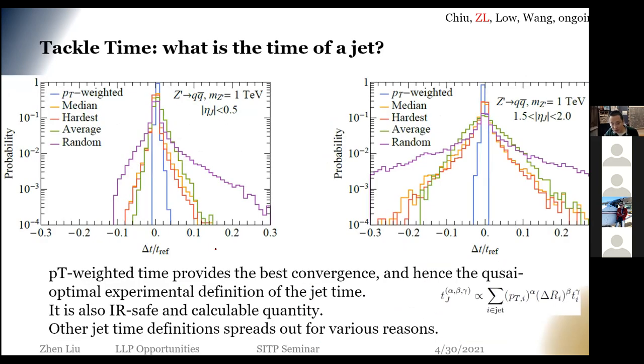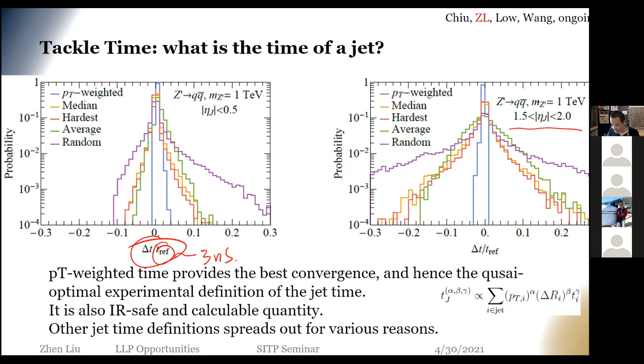So let's see what's going on, okay? We experimented with a bunch of different definitions. Here's a typical spread for a prompt object, how they would spread over time, okay? Here the reference time is really just assuming a particle traveling in a straight line to the jet direction, okay? The units here are roughly a few nanoseconds, let's say 3 nanoseconds. For a simple object, the typical spread, if you use a random component or the median, is about a few hundred picoseconds.